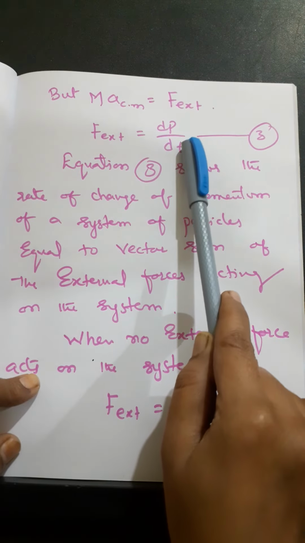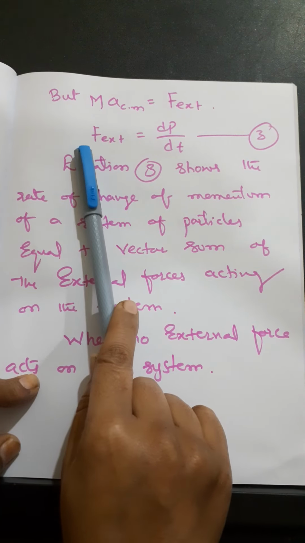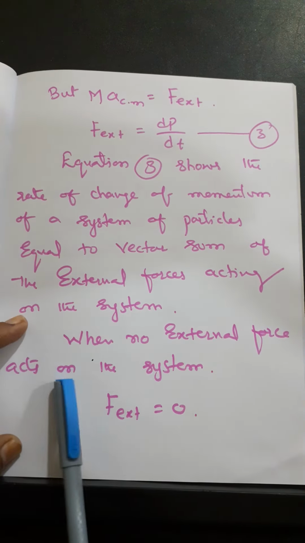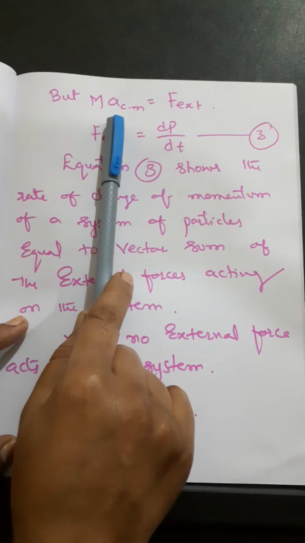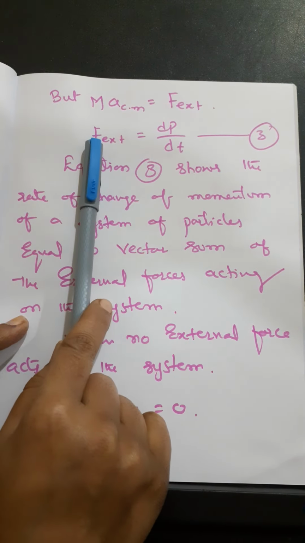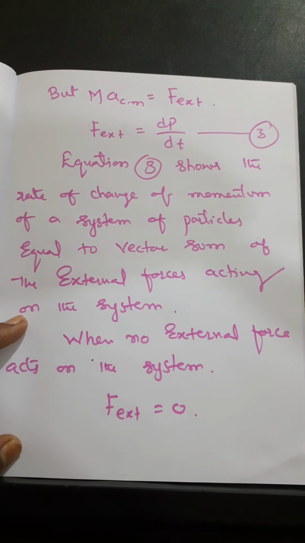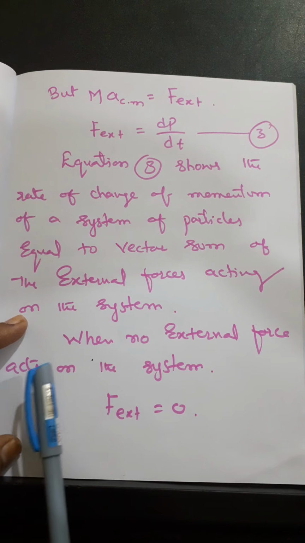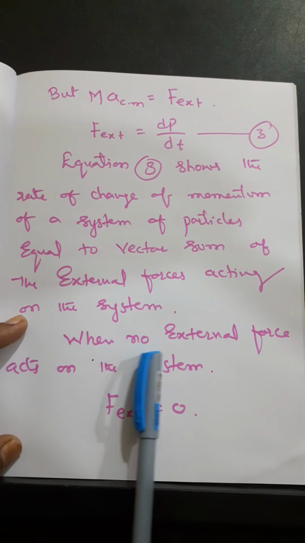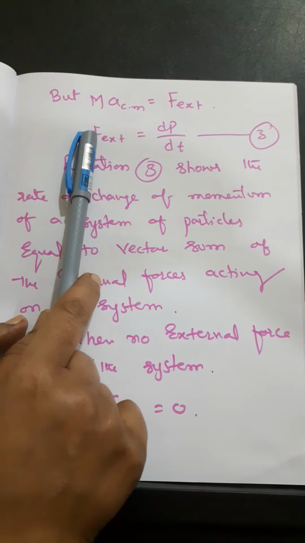Here the rate of change of momentum of the system is equal to the force acting on that system. When no external forces act on the system, let us suppose this force is 0. So when this force is 0, dP/dt is also equal to 0. Our statement is that when no external force is acting on the system, the total linear momentum remains constant. So we have to prove that. For that purpose, we consider F external equal to 0, which means dP/dt is equal to 0.